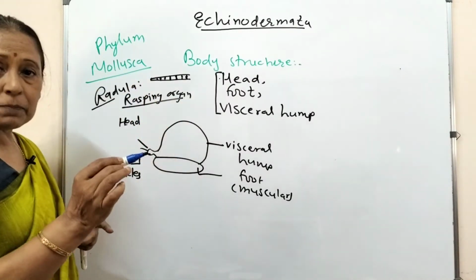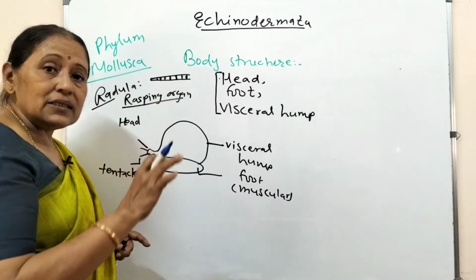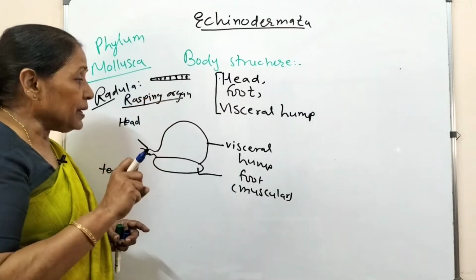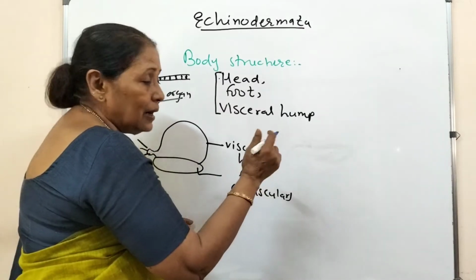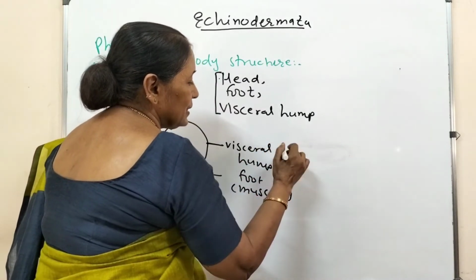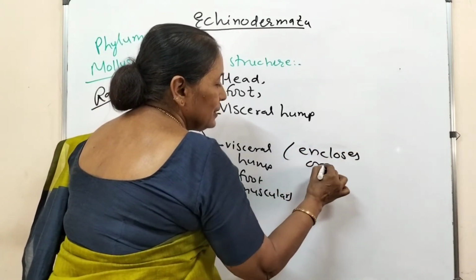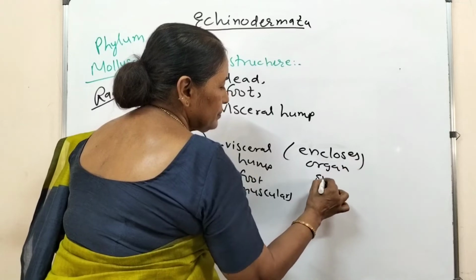Radula is a chitinous plate on which there are transversely arranged sharp structures which help in scraping of the food. This visceral hump encloses the organ system.